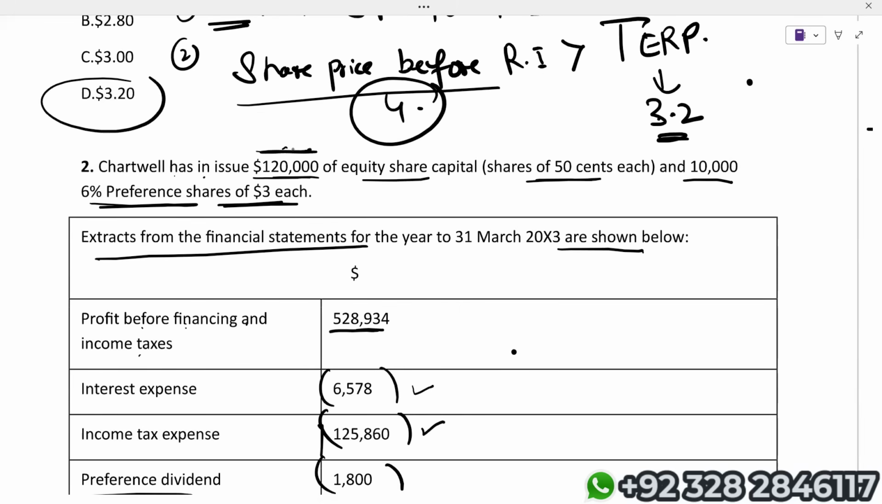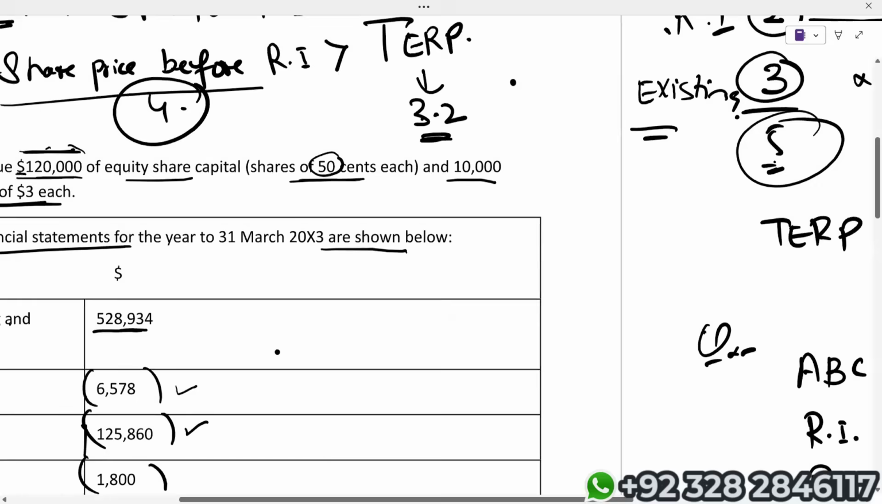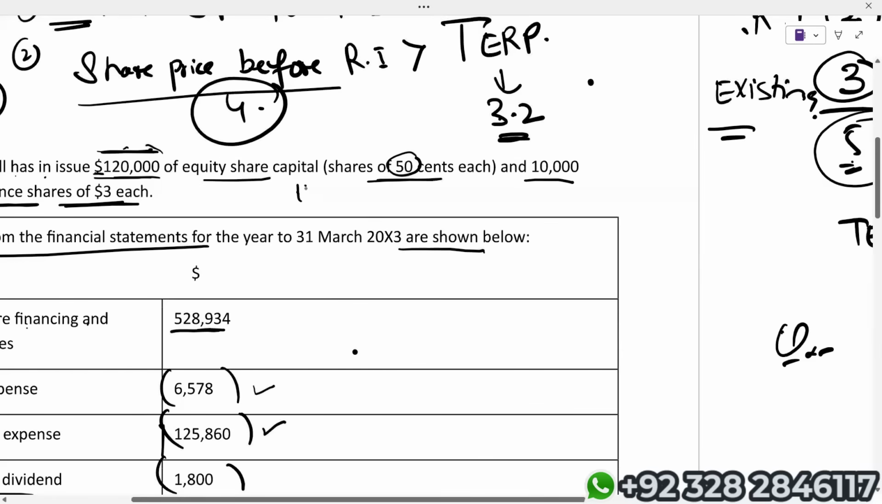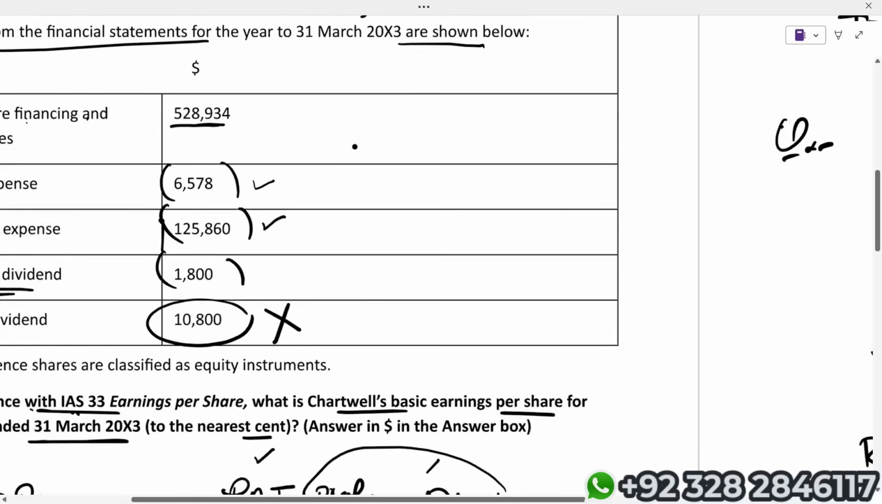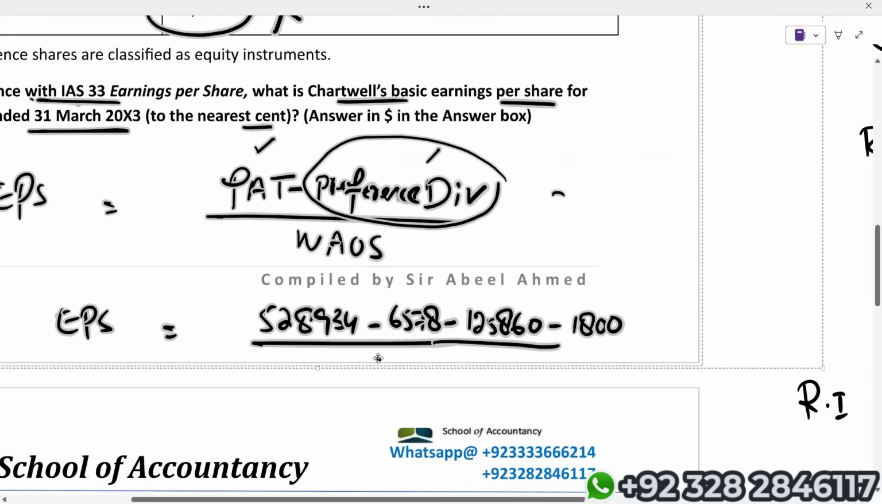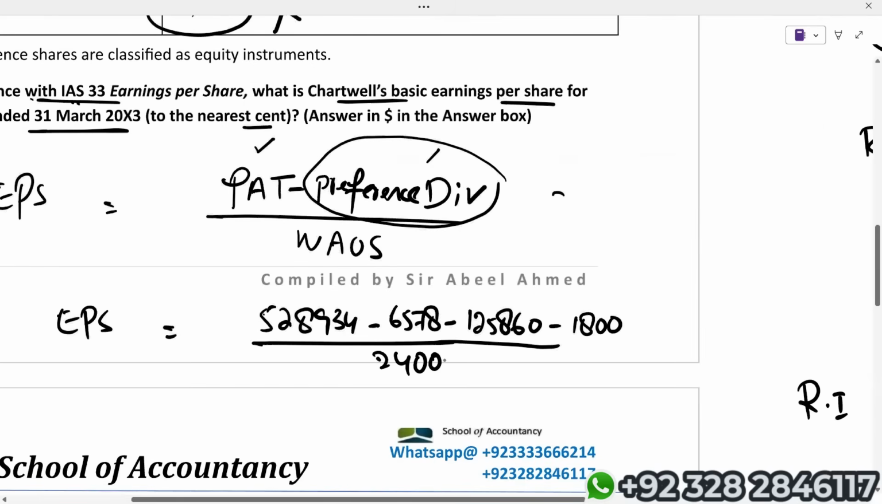We have got 1,20,000. This 1,20,000 is the share capital. Par value is 50 cents. Share capital divided by par value will give us the number of shares. Share capital is 1,20,000. Par value 50 cents means $0.5. So 1,20,000 divided by 0.5. Students, I am getting 2,40,000 shares. So here we will divide this by 2,40,000.